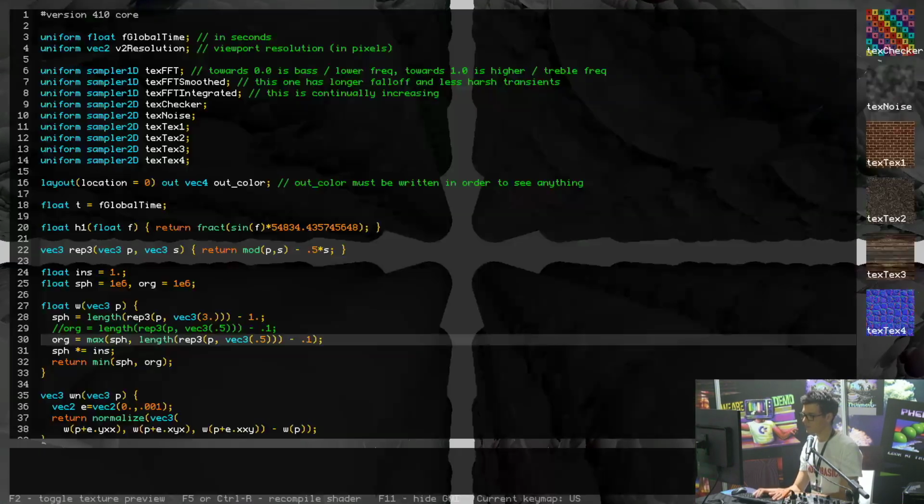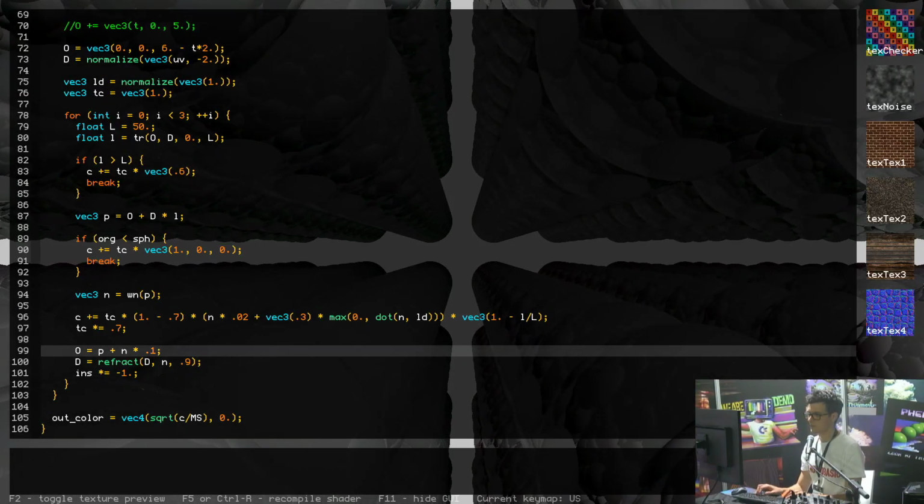So this shader turned communism for a tiny bit, but now it's back. It's good. Oh, no, it's partially communist.